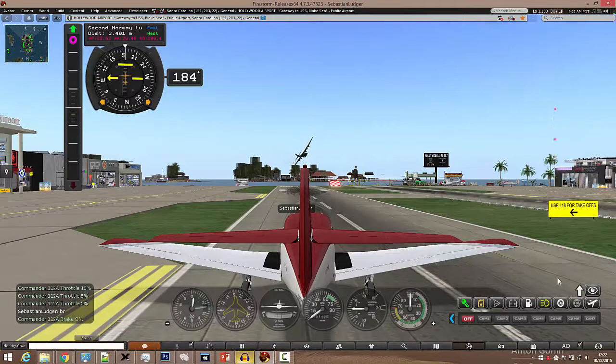Today I'm going to show you how to work with a horizontal situation indicator instrument to properly land the airplane. I'll be showing you how to solve problems like when you're too high above the glide slope, too far below, or too far to the left or too far to the right of the runway.